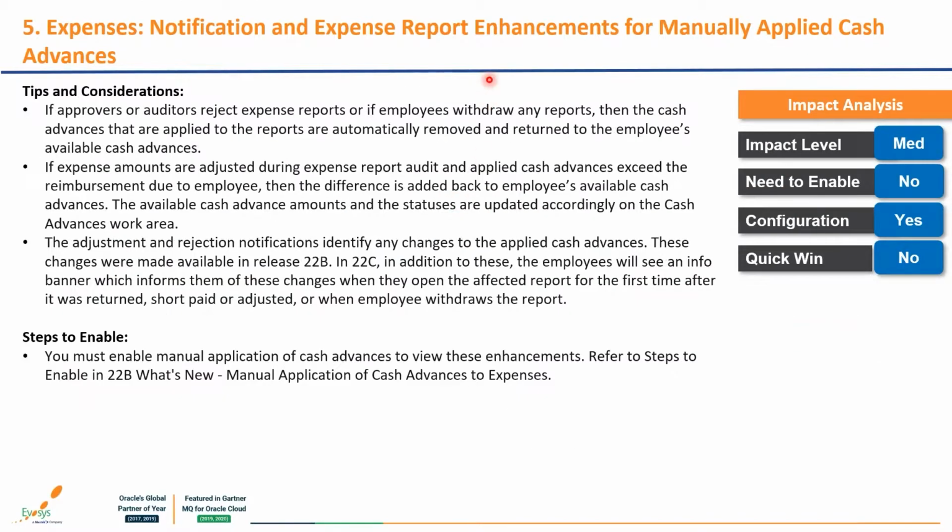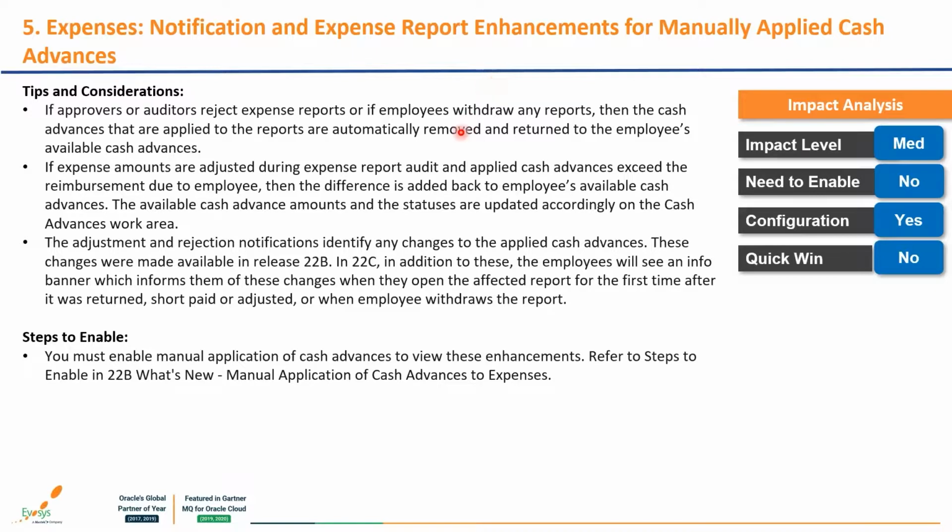And let's say any cash advances have been applied on an expense report, and the approver or the auditor has rejected such expense report. So in that case, the cash advance that was applied will be available to the user on his dashboard as available cash advance. It will be added to his cash advance balance, right?